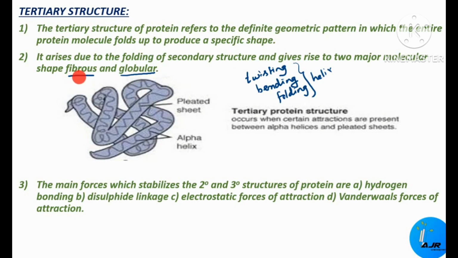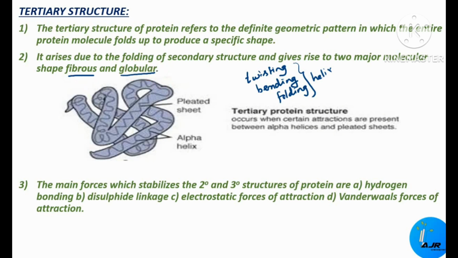Now let us see what is fibrous protein. This protein consists of thread-like molecules, whereas in globular proteins the polypeptide chains coil up and give a spherical shape. Fibrous proteins are held together by disulfide bonds and hydrogen bonds, whereas in globular proteins intermolecular hydrogen bonding is involved and it is very weak.